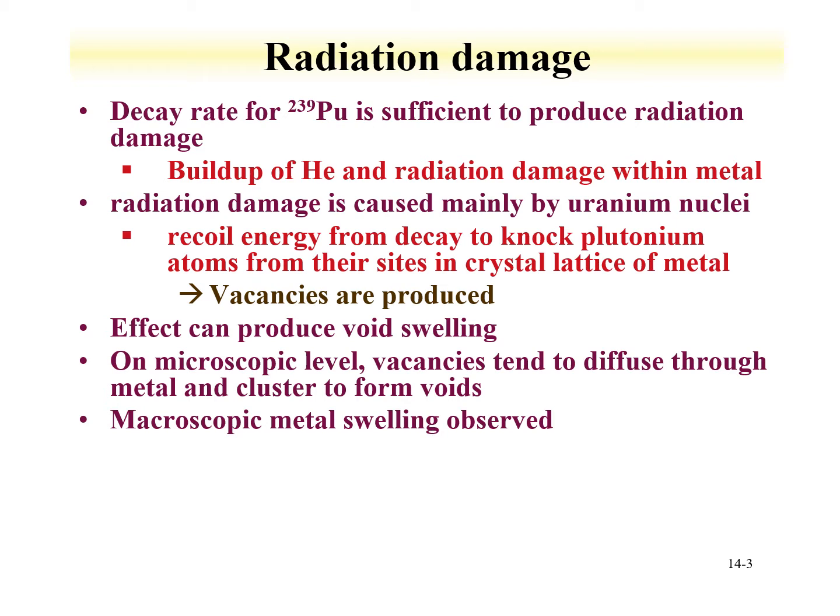This is due to the recoil energy of, if you remember from the Q, we could calculate the Q value. We can see how much of the energy goes into the alpha decay, and there's some that goes into the uranium daughter. It's on the order of keV, but that's certainly enough energy to knock atoms off their lattice sites, and vacancies are produced, and the net effect from both the helium and this radiation damage is void swelling. So on the microscopic level, the vacancies will diffuse together and cluster, and what's observed is that the metal swells.